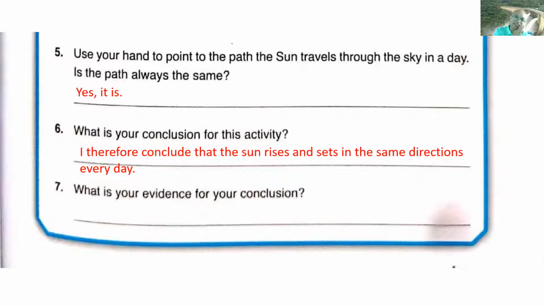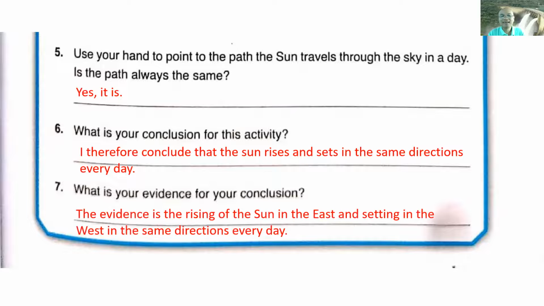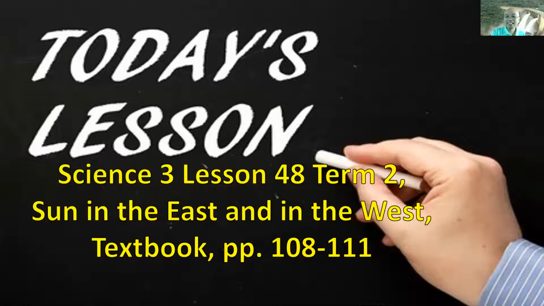Congratulations for doing it. And number 7, what is your evidence for your conclusion? The evidence is the rising of the sun in the east and setting in the west, in the same directions every day. Well, congratulations for doing it. Now you're ready for today's lesson on pages 108 to 111. Okay, so you just answered page 107.